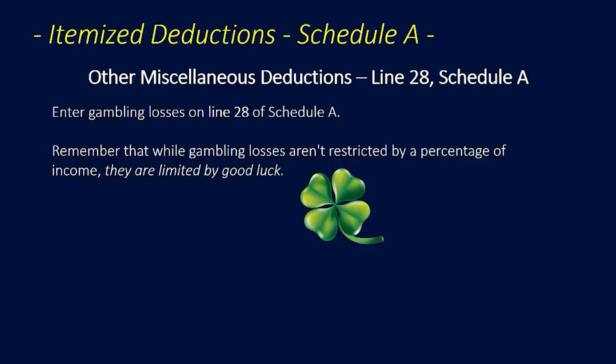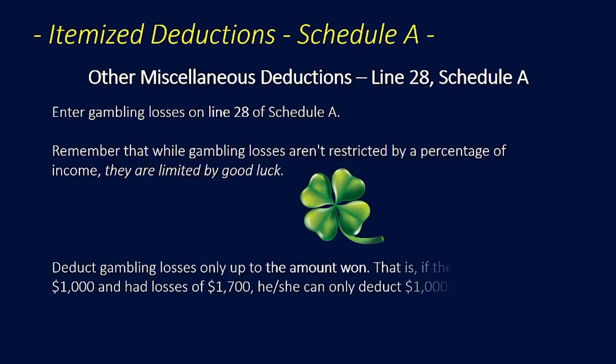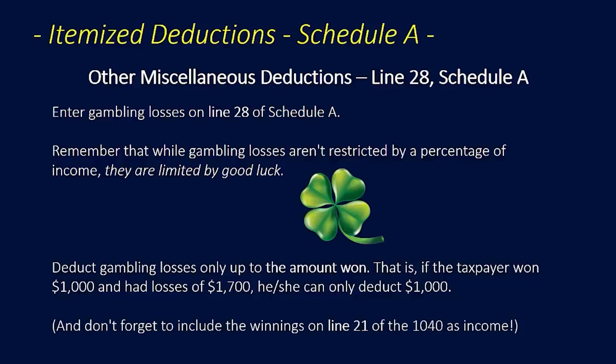Remember that while gambling losses aren't restricted by a percentage of income, they are limited by good luck. Deduct gambling losses only up to the amount that was won. That is, if the taxpayer won $1,000 and had losses of $1,700, then he or she can only deduct $1,000. And don't forget to include any winnings on line 21 of the 1040 as income.